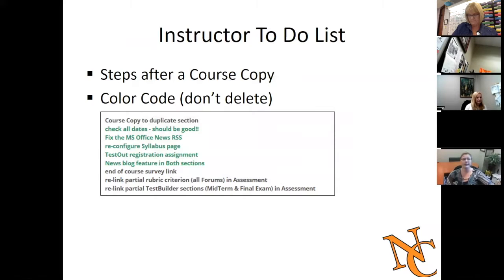In this case, it's all about, if I'm teaching multiple sections, I get the first class set up, and then when I copy into the second class, you have to check the dates. They should have copied over appropriately. I use an RSS reader, so I have to reestablish that because it doesn't copy over. The links for your syllabus portlets, the external content portlets, need to be redefined after a course copy.